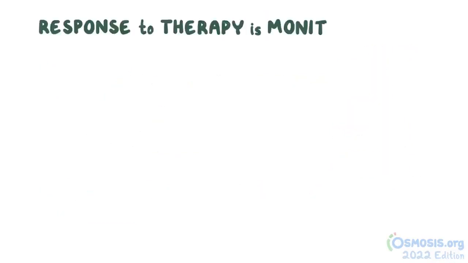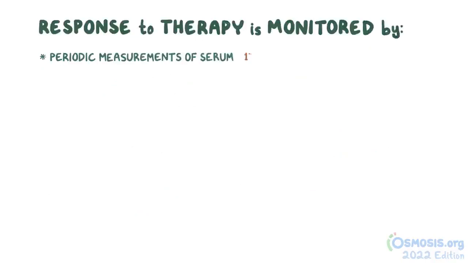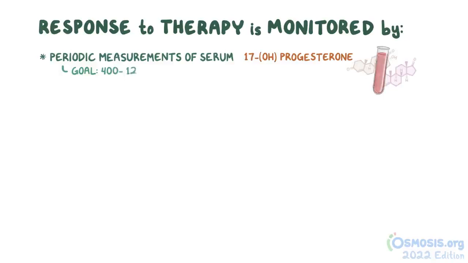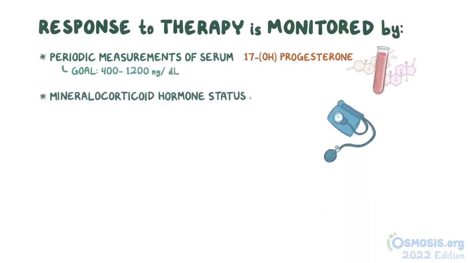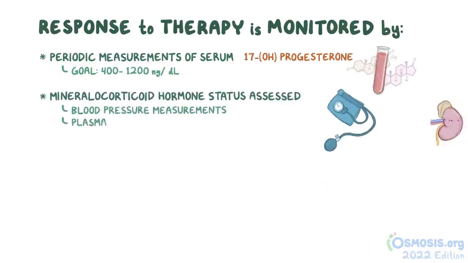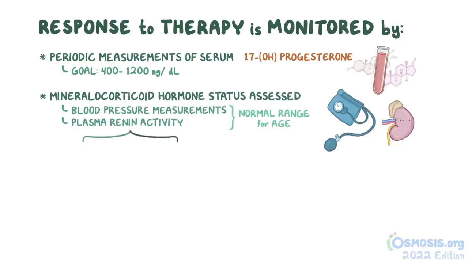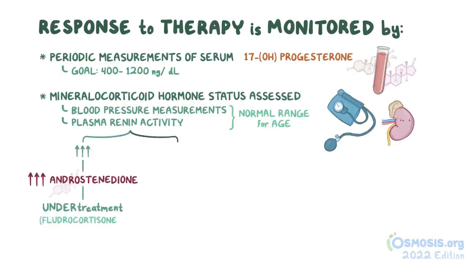Finally, affected females with classic 21-hydroxylase deficiency typically undergo reconstructive surgery, usually clitoroplasty and vaginoplasty. Response to therapy is monitored by periodic measurements of serum 17-hydroxyprogesterone with the goal of keeping it between 400 to 1200 nanograms per deciliter. Mineralocorticoid hormone status is assessed by blood pressure measurements and plasma renin activity, both of which should be in the normal range for age. High plasma renin activity correlated with high androstenedione reflects undertreatment, and fludrocortisone doses should be increased. Low plasma renin activity, on the other hand, reflects overtreatment, so fludrocortisone doses should be reduced.